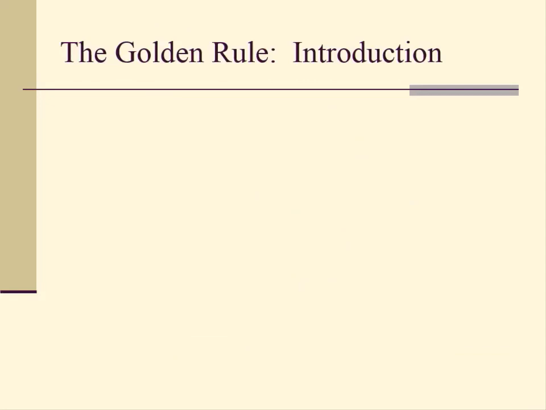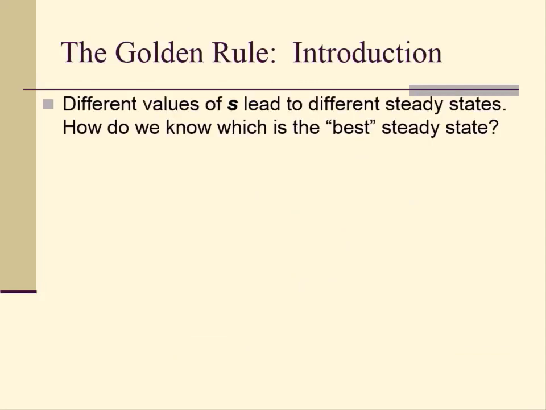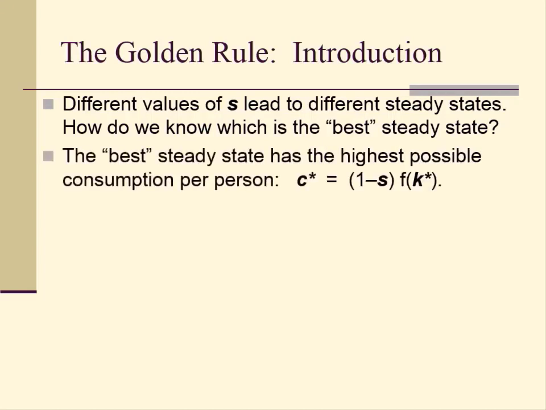Now let me introduce the golden rule. Different values of S lead to different steady states. How do we know which is the best steady state? In other words, what is your value judgment? One of them is the steady state with the highest possible level of consumption, known as the golden rule level of capital accumulation. So the best steady state has the highest possible consumption per person, C star, which is equal to 1 minus S times f of k star.